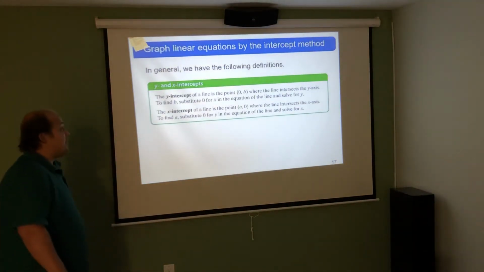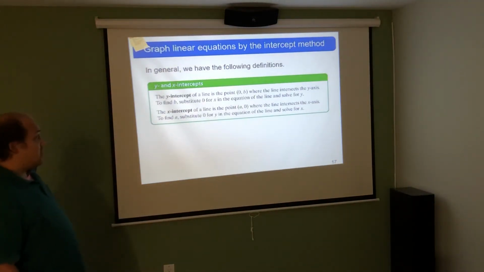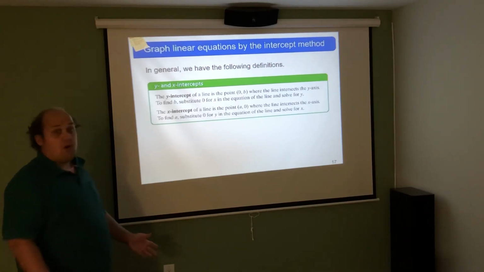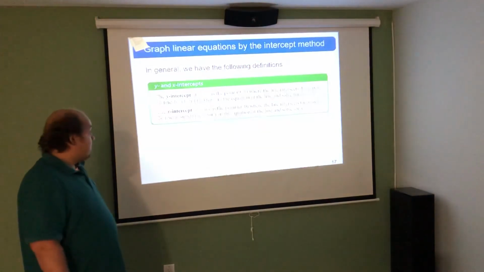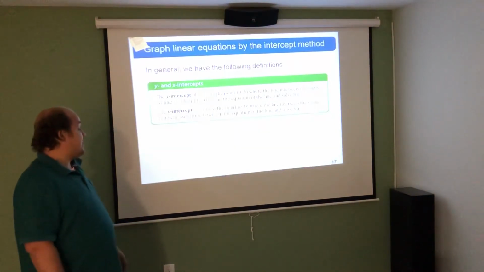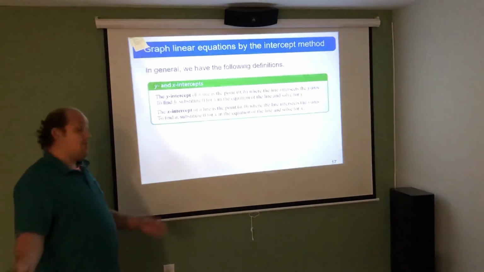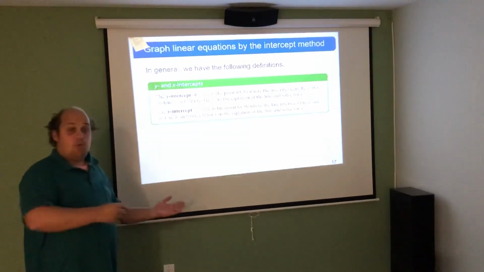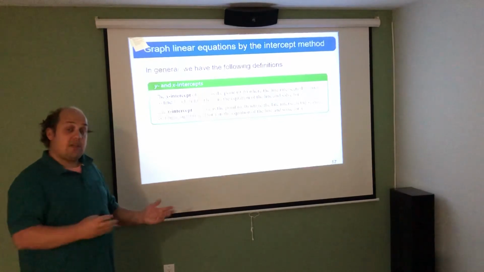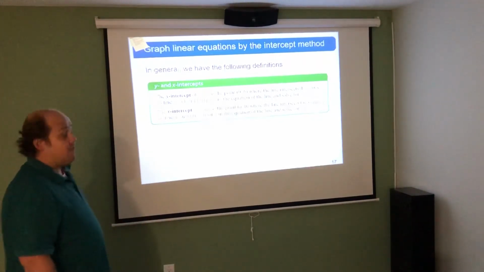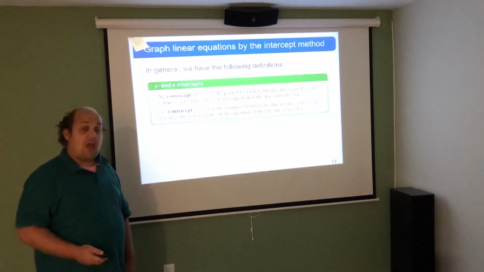The y-intercept of the line is the point (0, b), where the line intersects the y-axis. To find b, substitute 0 for x in the equation of the line and solve for y. So when we want to find a y-intercept, plug in 0 for x. When we want to find an x-intercept, plug in 0 for y. Basically, whichever intercept you want to find, plug in 0 for the other variable.